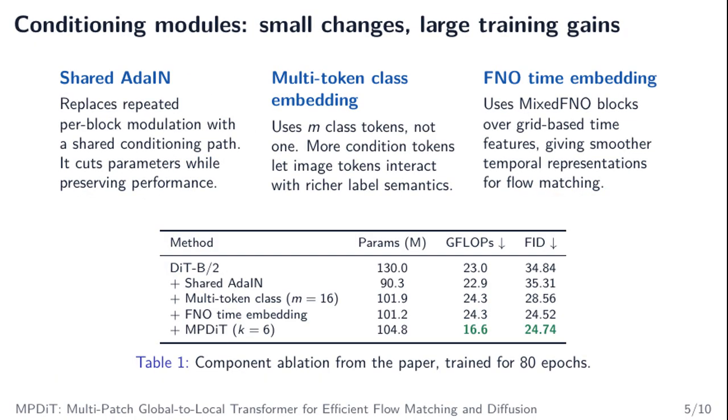MPDiT also improves the conditioning design. The paper uses 3 conditioning components. First, shared adaLN reduces repeated modulation parameters across blocks. Second, multi-token class embedding replaces a single class token with multiple class tokens. This gives image tokens richer class information. Third, FNO time embedding provides smoother time features for flow matching. The ablation table shows that these details matter. Multi-token class embedding improves FID from around 35 to 28.6. Then FNO time embedding improves it further to 24.5. After adding the MPDiT architecture, quality stays similar, while compute drops from 24.3 to 16.6 flops.